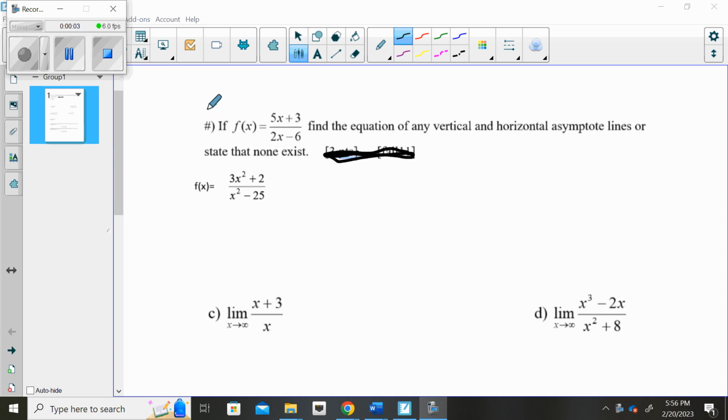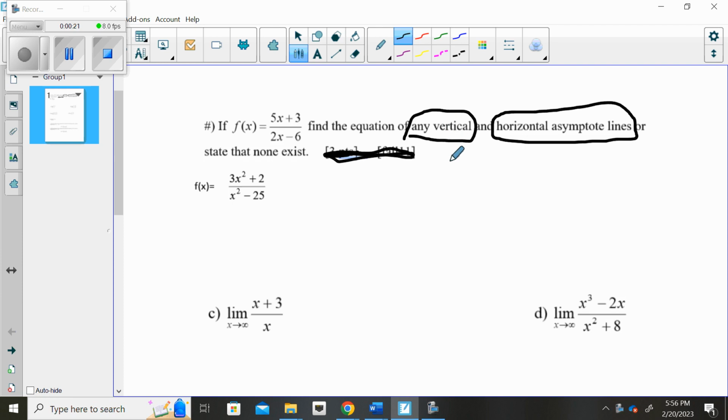So the first question here, you are being asked to find any and all vertical and horizontal asymptote lines. Before I start, try to think to yourself, what is the strategy? What is the procedure we use for finding vertical asymptote lines? And that's very, very different than the procedure we use for finding horizontal asymptote lines. I'll do the first one with you, and then I'll ask you to pause the video and try the second one.